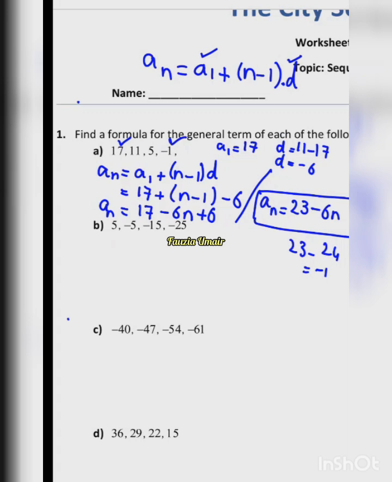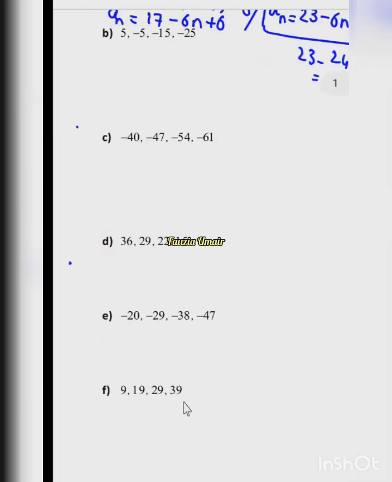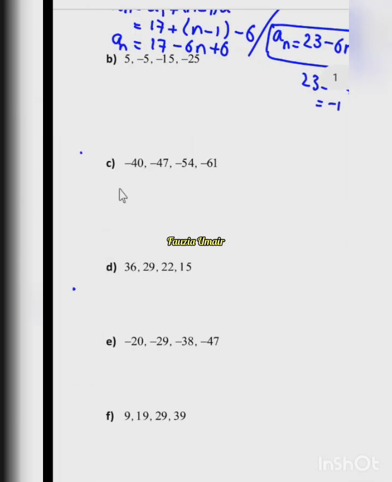Class, any confusion in this topic? No, ma'am. All right. So can you solve the rest of the sequences? I will give you the rest of the sequences as homework. Can you do that? Yes, ma'am.